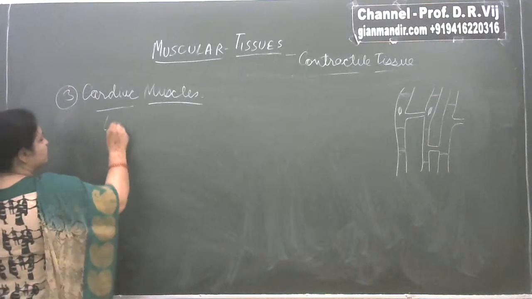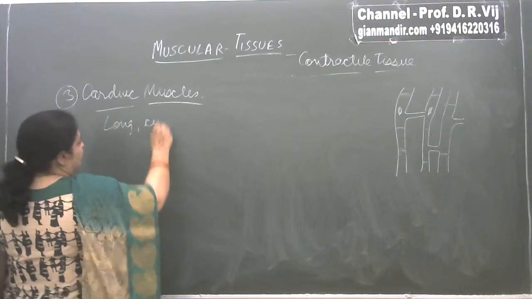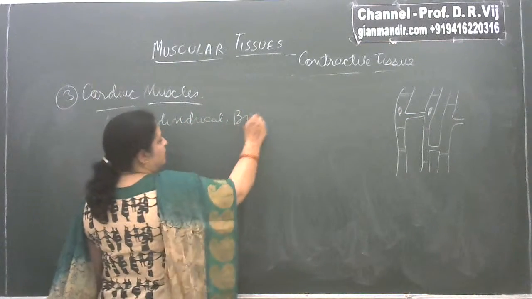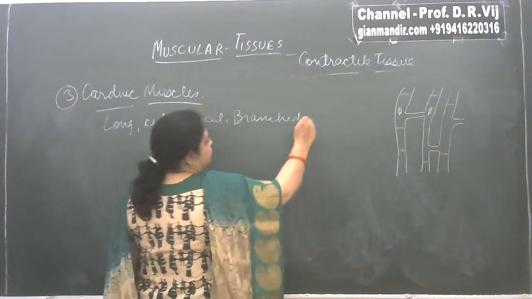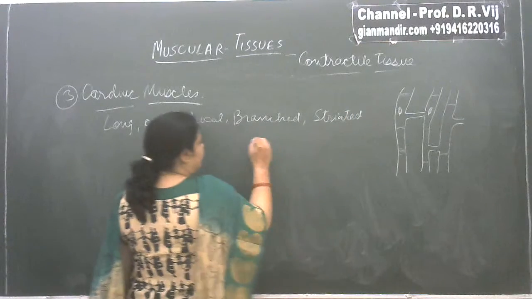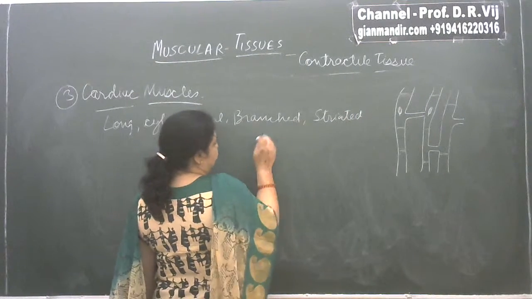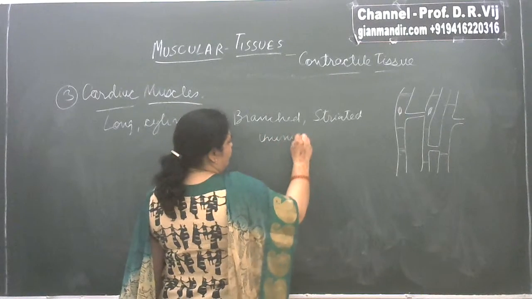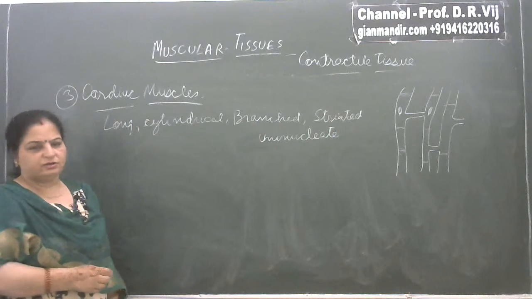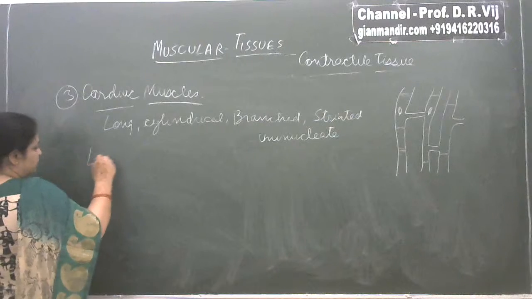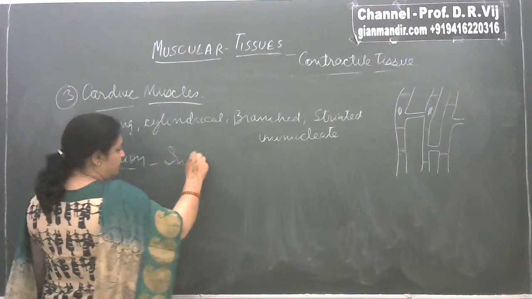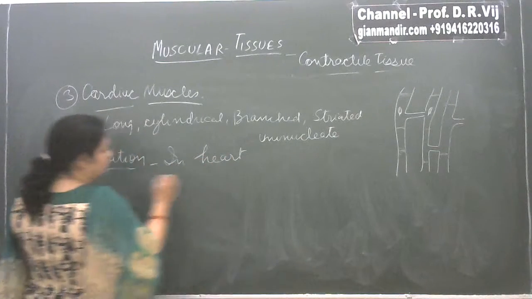So if you look at their structures, they are long, cylindrical, branched, striated and uninucleate. And of course nucleus here is also central. If you look at their location, again no doubt that they are found only in heart.